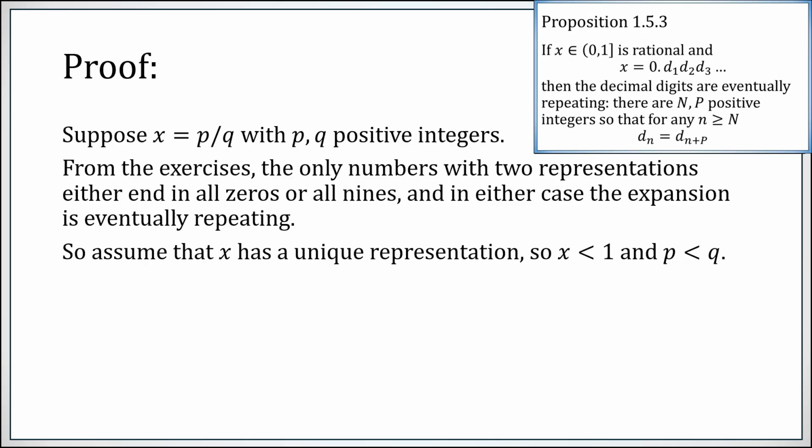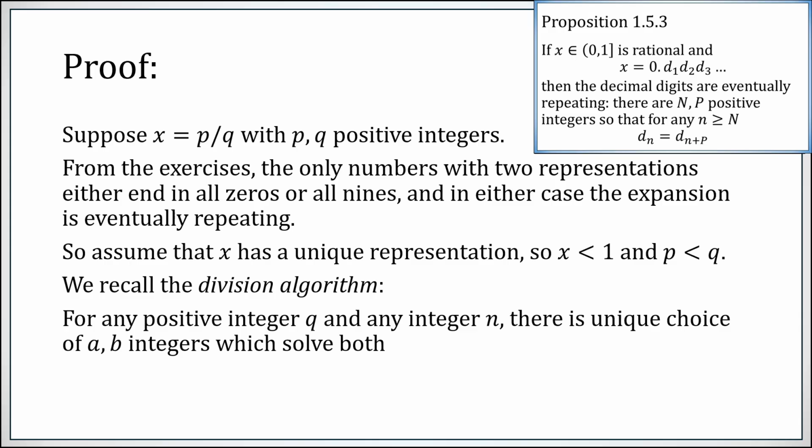So x is less than 1 and p is less than q. Okay, x equals 1 has two expansions, 1.00000 and 0.9999999. So that's not the x we picked. So we picked something strictly between 0 and 1, which means that if we write it as p over q, p is actually less than q. Let's recall the division algorithm. For any positive integer q and any integer n, there's a unique choice of a and b, so that n is equal to aq plus b, but b is non-negative and less than q.